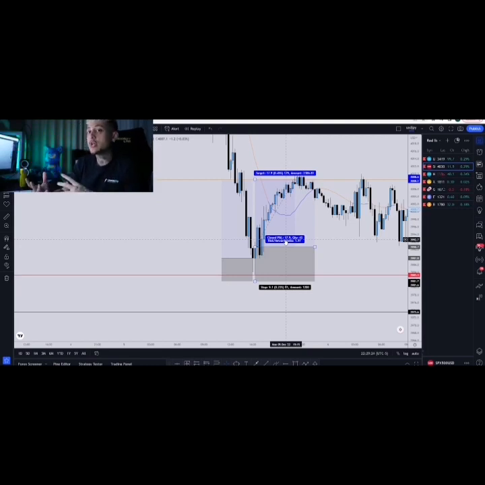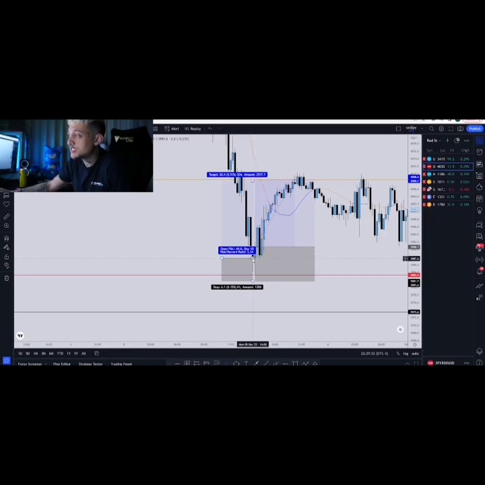Which trade has a higher probability of winning? This one, because you had already gotten the conservative entry, you'd already gotten the buy signal right here, versus here you had just gotten a simple rejection.